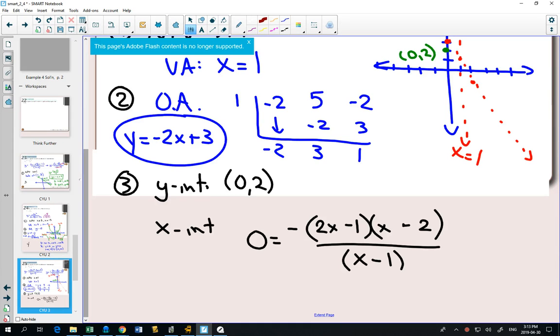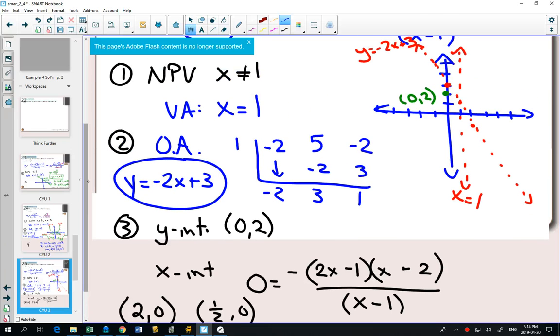Take your factored equation. Again, the only time that a fraction is equal to 0 is if that numerator is equal to 0. You can see that if you multiplied both sides by x minus 1, the x minus 1 would just disappear, and you would get it already factored equal to 0. So our x-intercepts are going to be 2, 0. That would be the second factor. And 1/2, 0.